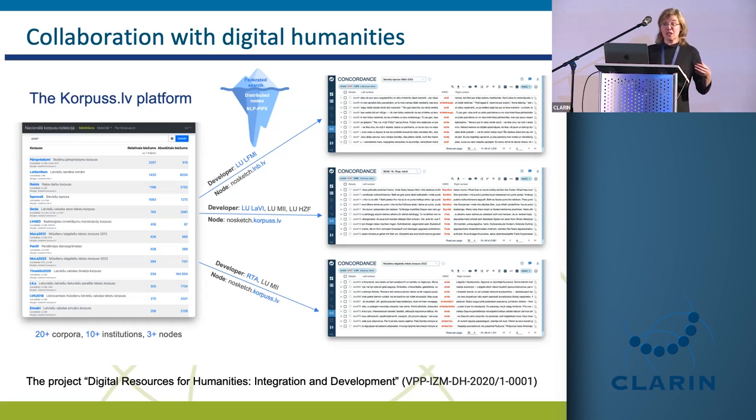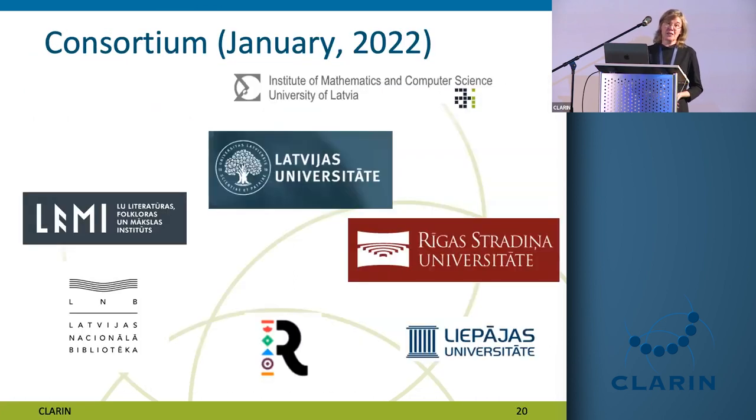So this collaboration through Corpus LV and development of language resources and also annotating them naturally led to our consortium building. We had this collaboration already for 20 years, but formally as the CLARIN Consortium, we established it only at the beginning of this year. Besides the University of Latvia and different institutes of the University of Latvia, our consortium also includes the National Library of Latvia, Rezekne Technology Academy, Liepāja University, and Rīgas Stradiņš University.